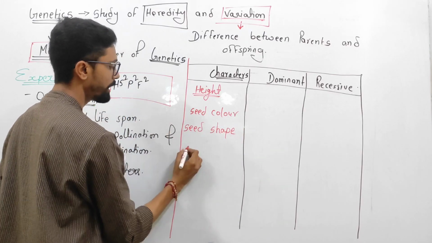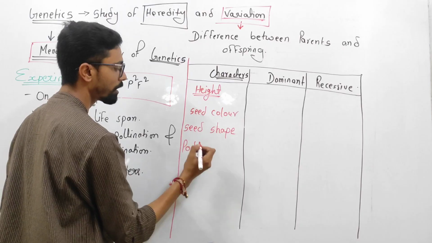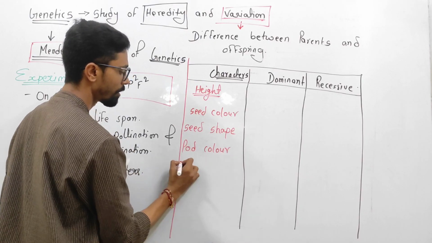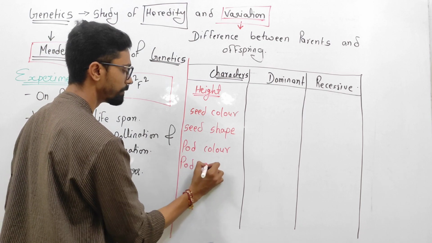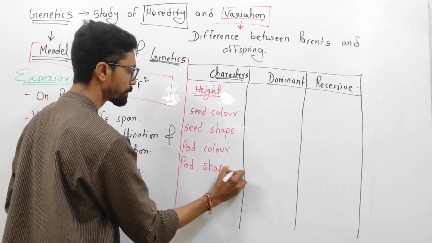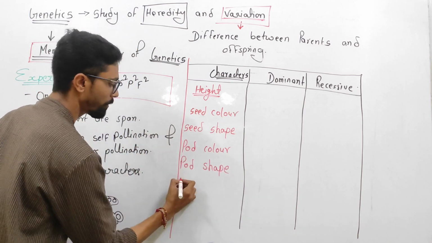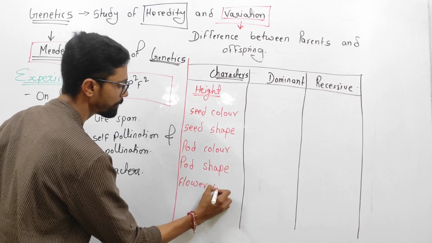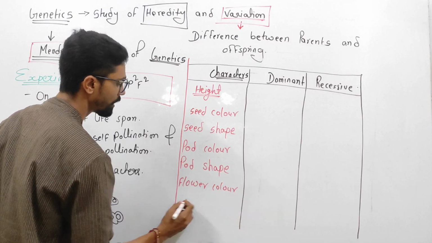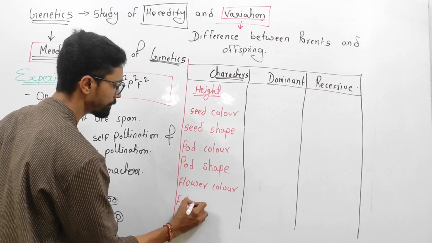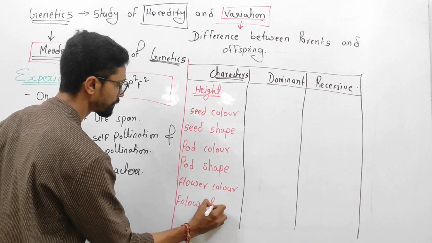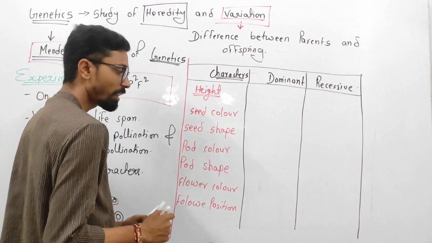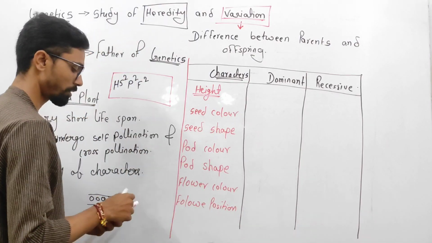Then P is for pod, the covering of a seed: pod color, pod shape. Then the last, F, stands for flower color and flower position. These are the 7 different characters.